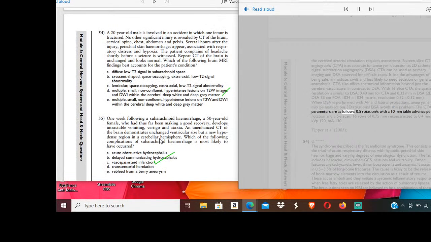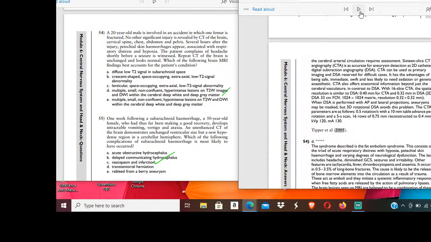The CTA parameters are as follows: 0.5 second rotation with a 10 mm table advance per rotation, and a 5 second scan, 16 rows of 0.75 mm reconstructed to 0.4 mm, kVp 120, mA 130. Tipper et al. 2000.